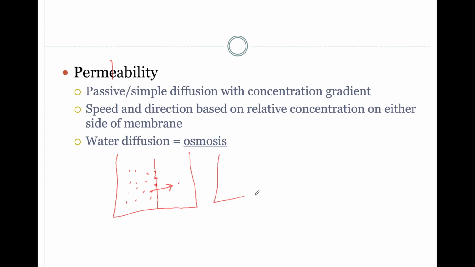That would be, of course, opposed to something where you still do have a difference in concentration, higher concentration here, lower concentration here, but if the concentration difference is not much, again, speed and direction will still be determined based on the relative concentration on either side. So in this case, it still will move from left to right because the solutes are still higher here and lower here, but this will be a much slower rate of diffusion because the difference in that gradient is not very significant. Now again, the movement of water is called osmosis.